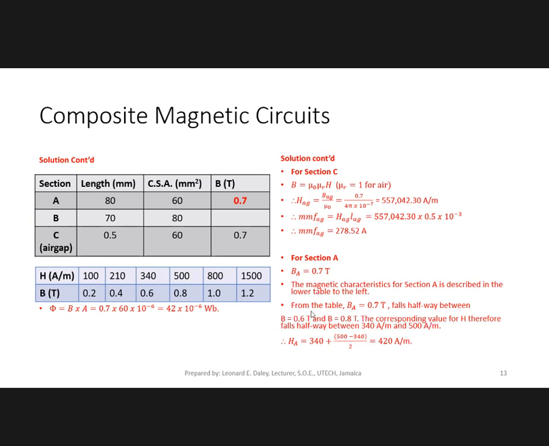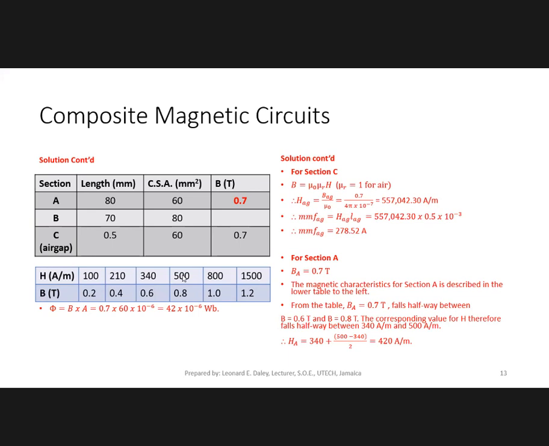So 0.7 is actually exactly halfway between 0.6 and 0.8. So we expect that H will be exactly halfway between this 340 here and the 500. The 0.6 corresponds to the 340, the 0.8 corresponds to 500. So 0.7 is going to correspond to somewhere halfway between these two values. The corresponding H is going to be exactly halfway between.